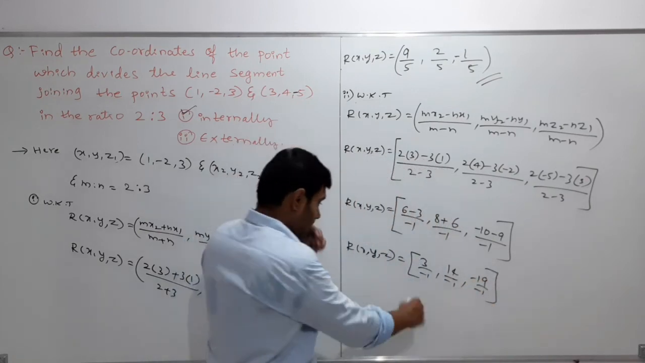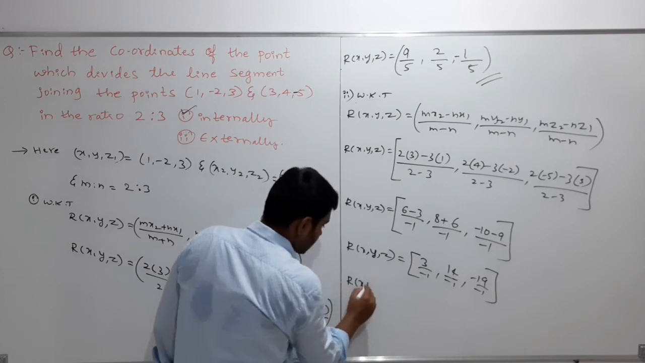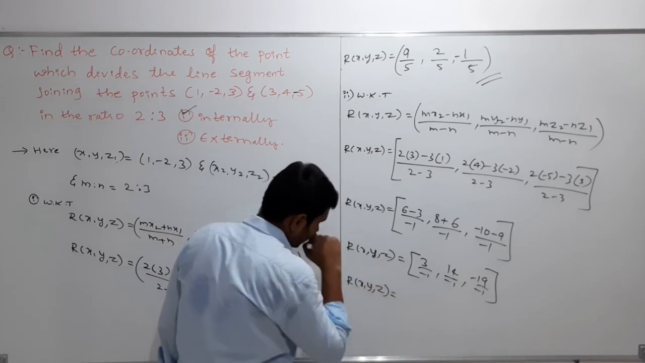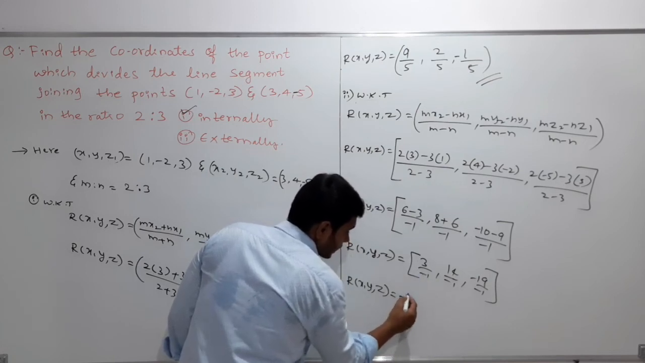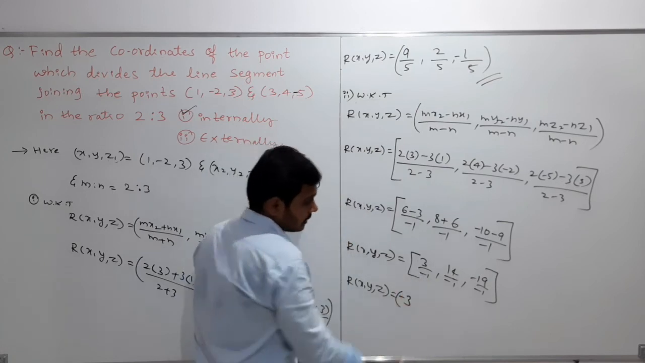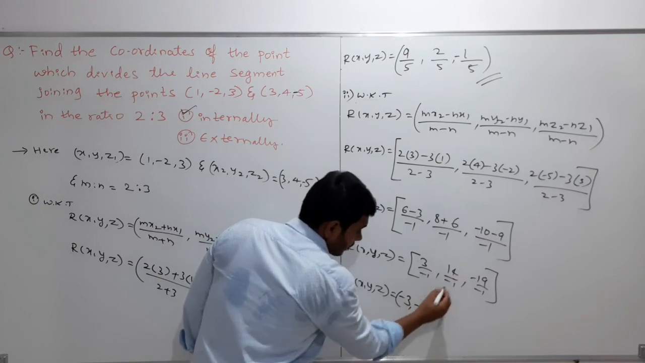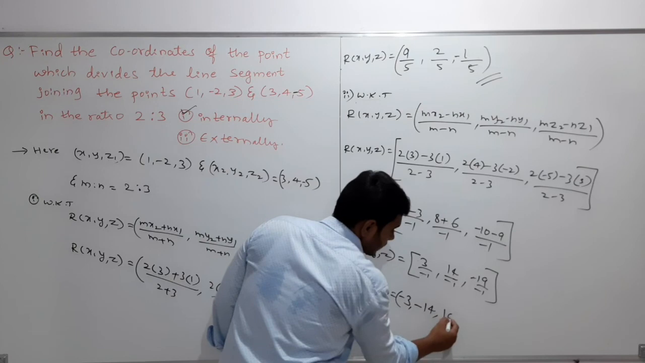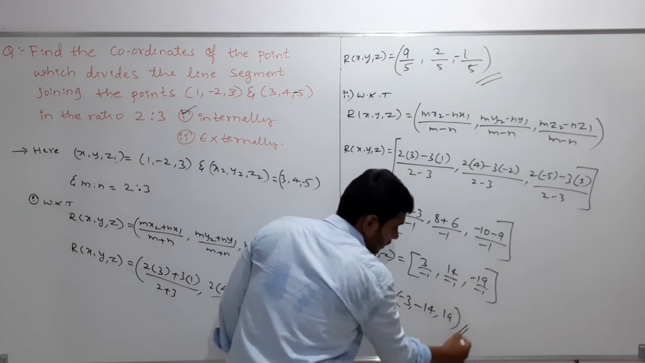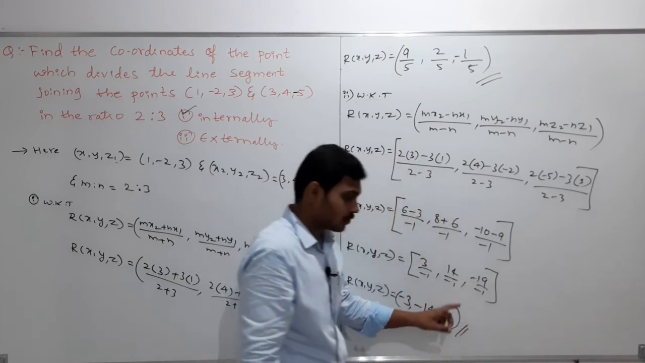So now, my dear students, further you can write r of x comma y comma z is equal to, plus divided by minus, that is minus 3. Clear? Plus divided by minus is minus, so minus 14 divided by 1 is minus 14, and minus into minus is plus, 19 divided by 1 is 19. So minus 3, minus 14, 19.